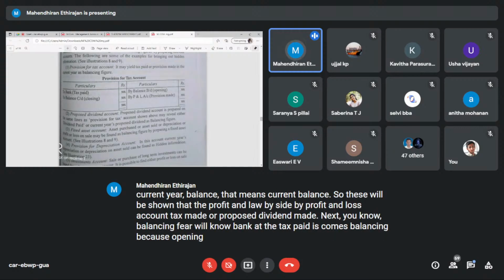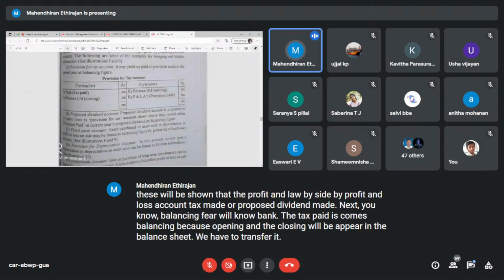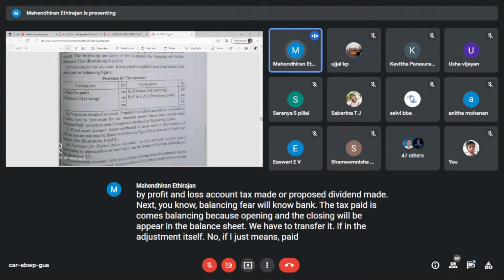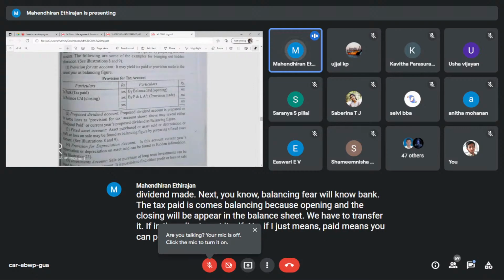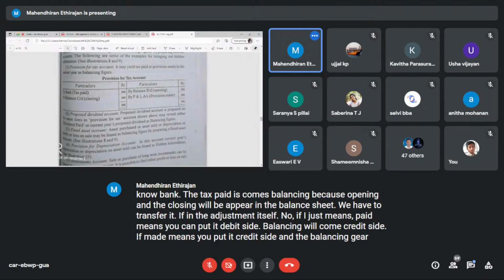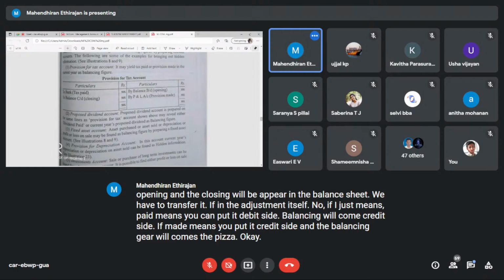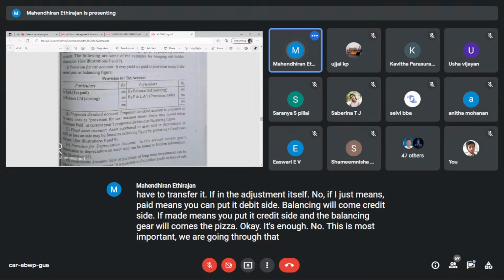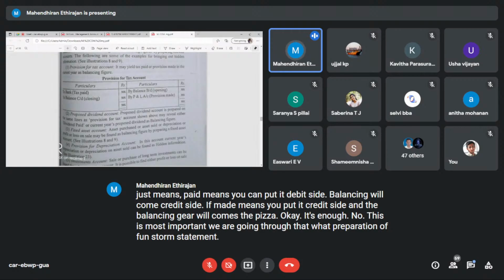Opening and closing will appear in the balance sheet. We have to transfer it. If in the adjustments, paid means you put it on the debit side and the balancing figure will come on the credit side. If made means you put it on the credit side and the balancing figure will come on the debit side. Okay, it's enough. This is most important. We are going through the preparation of the funds flow statement. Have any doubt? Please raise your question.